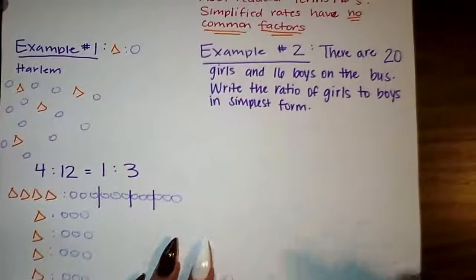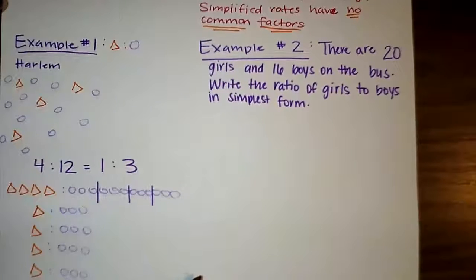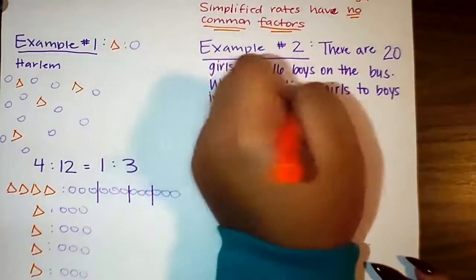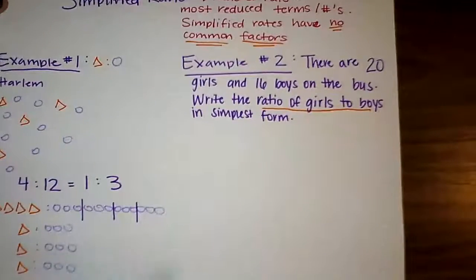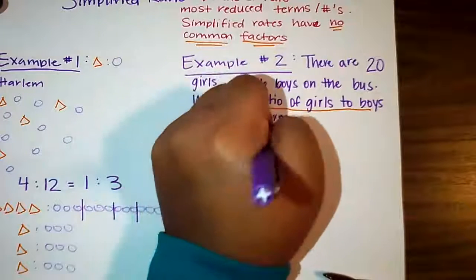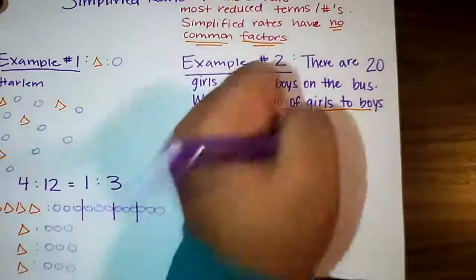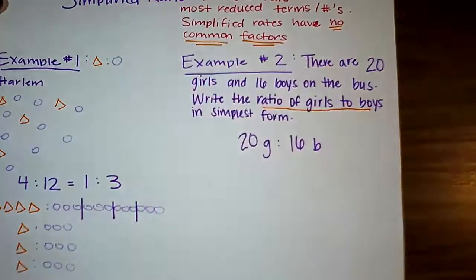We are treading into some simple word problems. It says there are 20 girls and 16 boys on the bus. Write the ratio of girls to boys in simplest form. Well, the first thing I need to write is the ratio of girls to boys. And we want to remember that this is a part-to-part ratio because I'm comparing the number of girls to the number of boys. Well, there are 20 girls, and I'm going to use G for girls, and 16 boys, and I'm going to use B for boys.